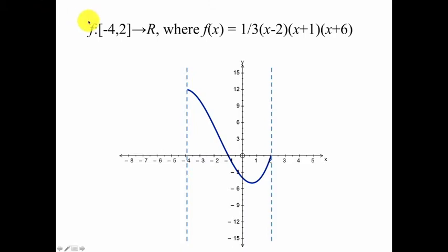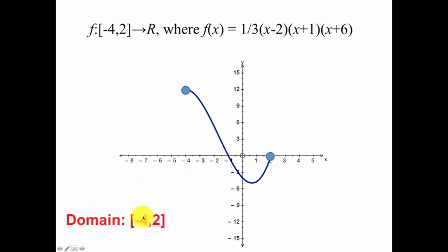Now if we have a look at it, we've got a square bracket here, so that means we're going to have a coloured in dot at x equals negative 4, and a square bracket here, so therefore we're going to have a coloured in dot at x equals 2. So now let's have a think about this. What's our domain going to be? Well, it's going to be from x equals negative 4 over to x equals 2. So our domain will be from negative 4 to 2 with square brackets because they're both coloured in dots.